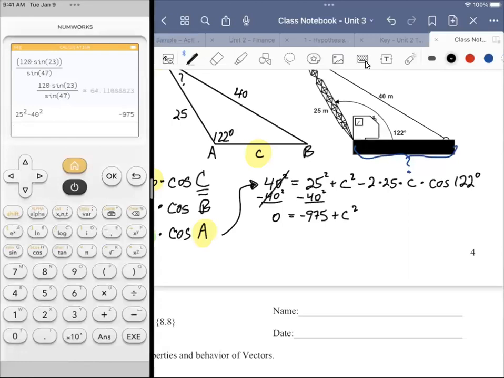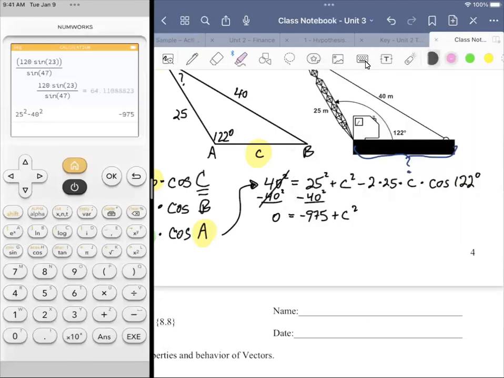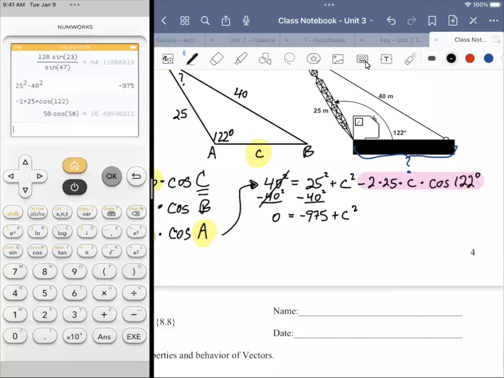Now, this over here, let me get my highlighter. Get a lighter color. All of this is one term, right? Because it's all connected through multiplication. So I could run through and crunch that real quick. Okay, so negative 2 times 25 times, ignore the C because that's a variable, right? So times the cosine of 122.